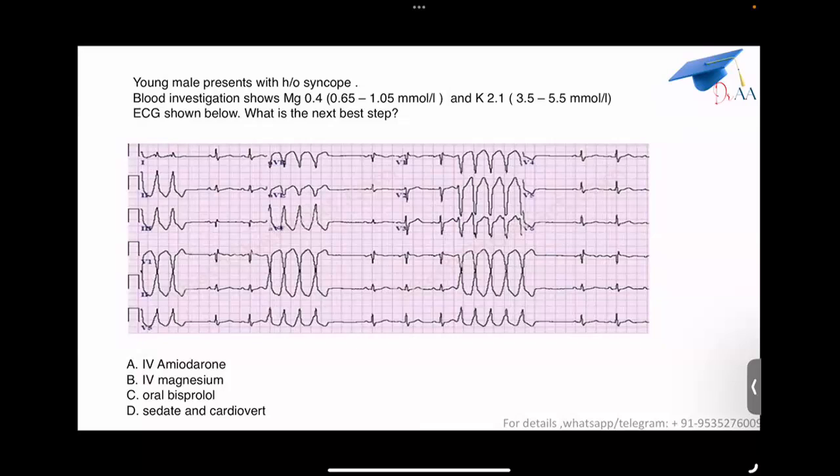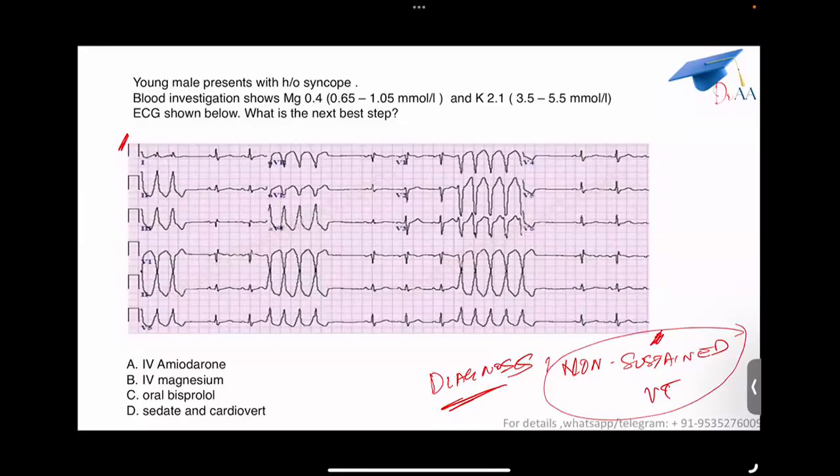We have come across this ECG in the second ECG class. So what's the diagnosis here on the ECG? Non-sustained polymorphic VT. It is a non-sustained ventricular tachycardia. By definition, if it is only a single one, we call it a PVC. If there are more than 3, we call it a non-sustained polymorphic ventricular tachycardia.